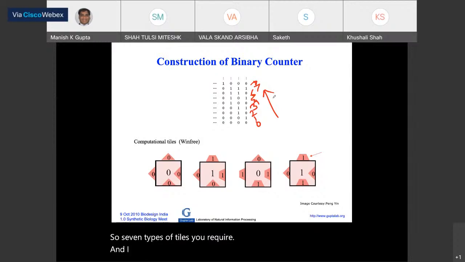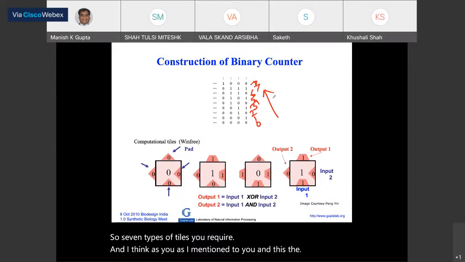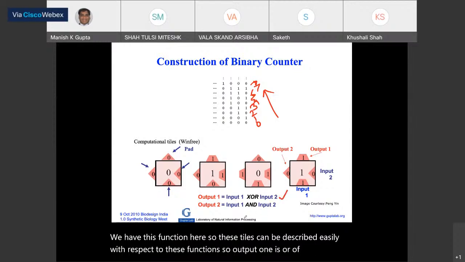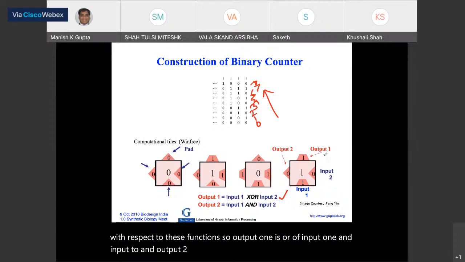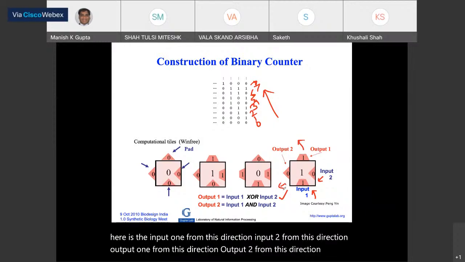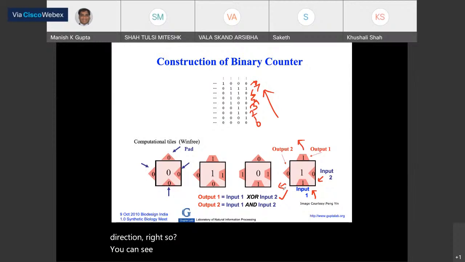And as I mentioned to you, we have this function here. So these tiles can be described easily with respect to these functions. Output 1 is XOR of input 1 and input 2, and output 2 is AND of input 1 and input 2. Input 1 is from this direction, input 2 from this direction, output 1 from this direction, output 2 from this direction. So you can see that these tiles satisfy the requirements, and of course the value of the tile, which is 0 here, for example, is copied from the top.